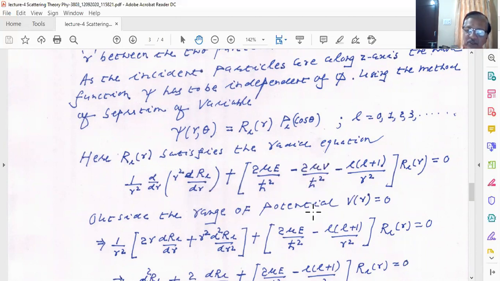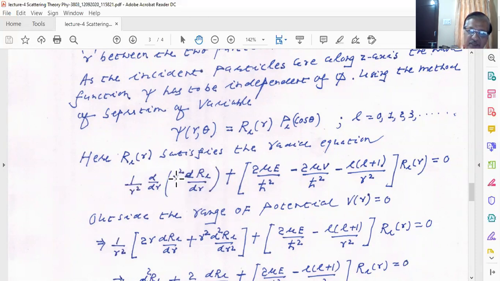So outside the range of potential, the radial equation is 1 upon r squared, and I differentiate this part. Look at this, it is d by dr of r squared d by dr of R_L. So first I differentiate r squared, keeping the other factor constant. And then I keep r squared constant and differentiate dR_L by dr with respect to r. So you can see I use the product rule here. This expression, you can see here, is 1 upon r squared and keeping 1 upon r squared.